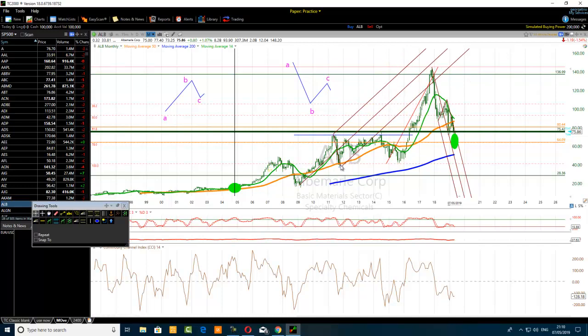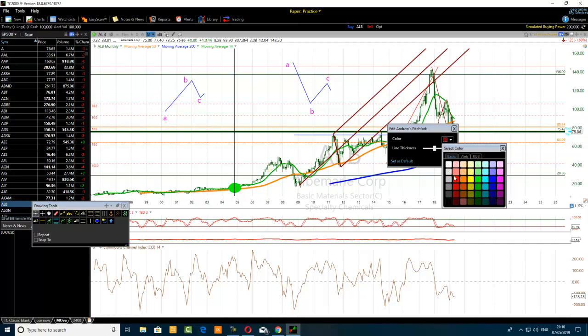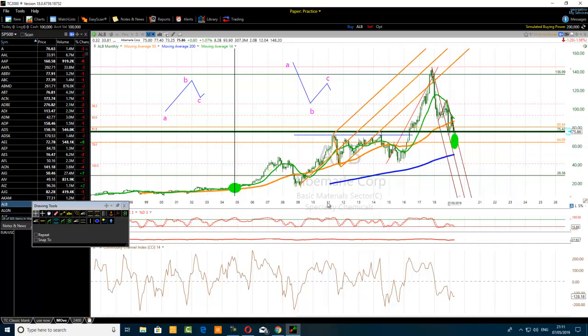A, B, C. Was it turning around at point C? Yes. So here it is. So now we have a new Pitchfork tool. The red Pitchfork tool was shedding light on the price action. Now I'm placing on my chart an orange Pitchfork tool.